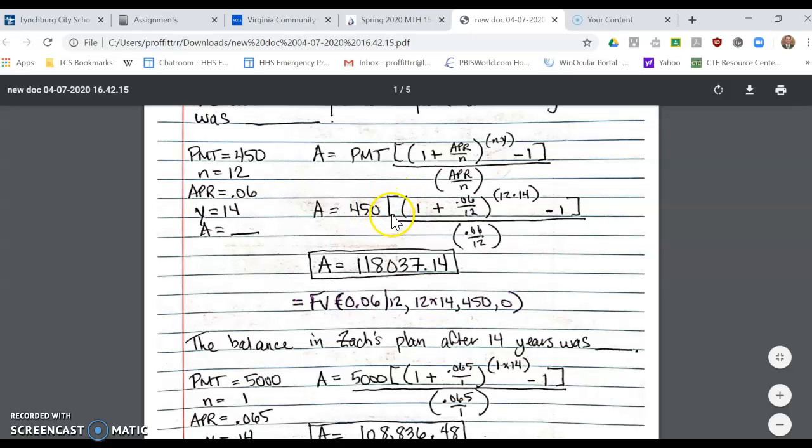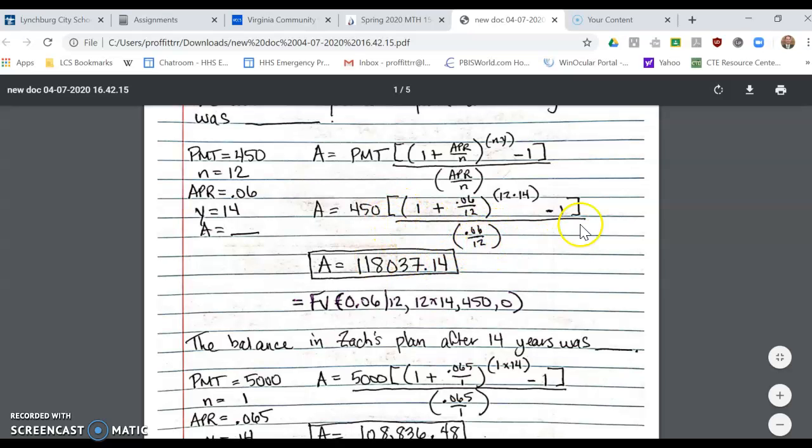You open up a set of parentheses, open up another set of parentheses, 1 plus, the APR is 0.06. You'll divide that by 12. You're making monthly payments. Close your parentheses. You're going to raise this to the power of 12, which is your end value, times 14, which is the number of years. Close your parentheses, subtract 1, close your parentheses, and then divide that by, open parentheses, 0.06, which is your APR, divided by 12, which is your N, close parentheses.